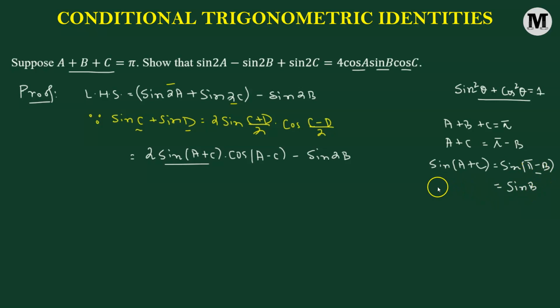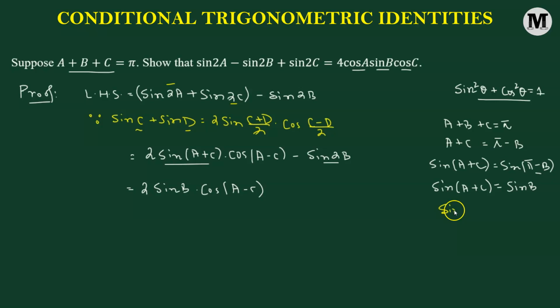In other words, we can say that sine of the angle A plus C is the same as sine of the angle B, provided A plus B plus C equals pi radians. So for sine of A plus C, we can replace it with sine of angle B, multiplied by cosine of angle, which we keep as it is, A minus C. Fine. Now the reason why we converted sine of A plus C to sine of B is because we have sine of 2B. So here we can apply the formula.